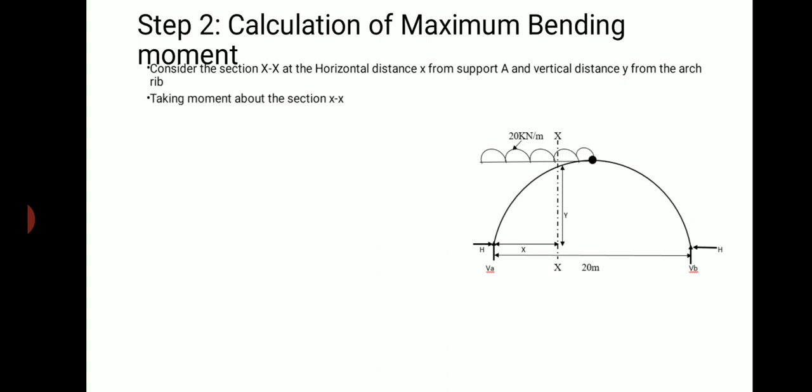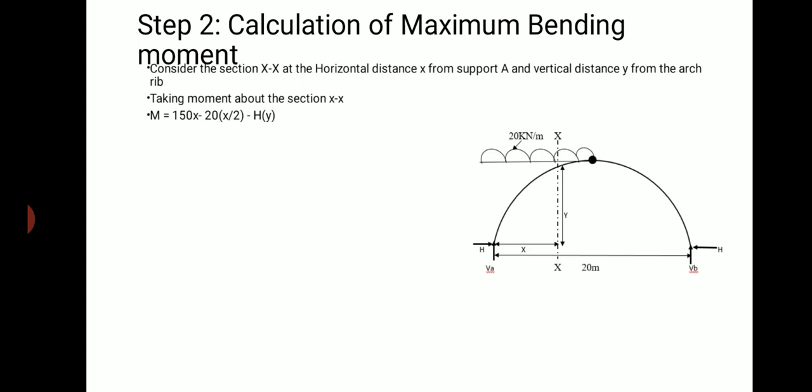So I just take the moment about XX. So moment MXX is equal to VA into x, which is in clockwise direction, hence it is positive. Then H into y, it is in anti-clockwise direction, so it is considered to be negative.